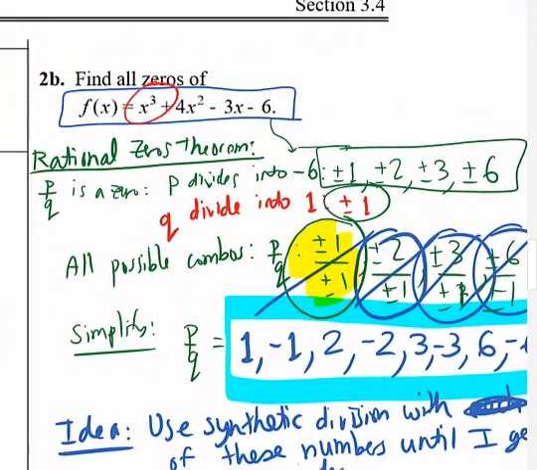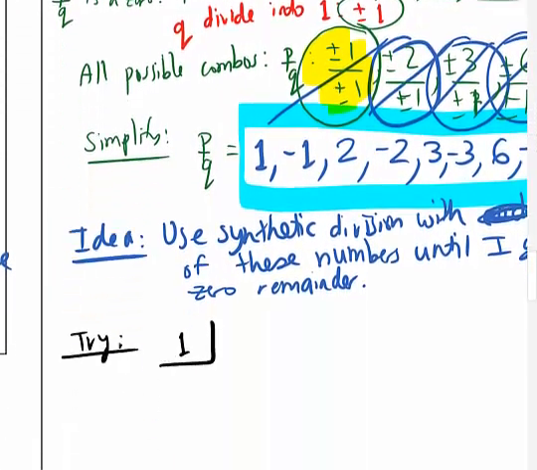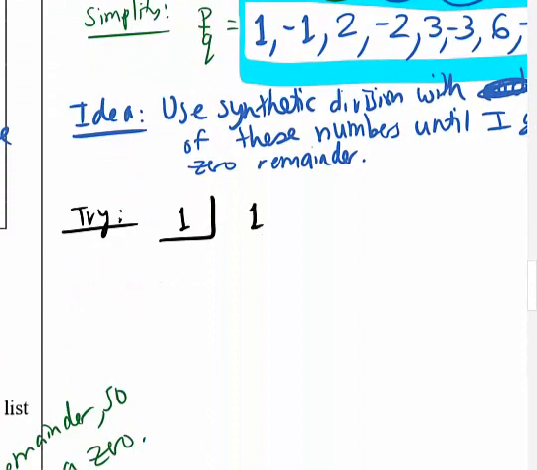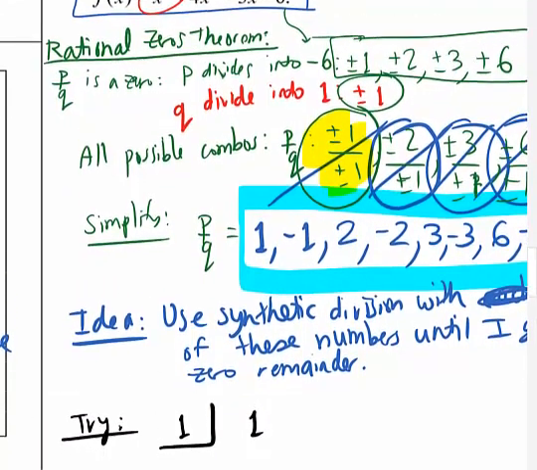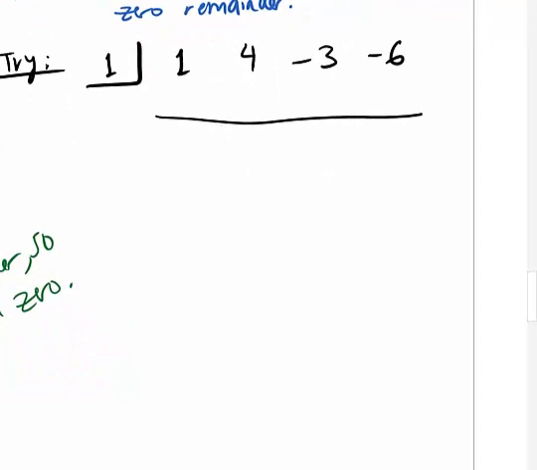And of course you're dividing it into the polynomial given. So it's x cubed plus 4x squared minus 3x minus 6. So I got 1. Oh my god, I just said it and I already forgot. The coefficients are 1, 4, negative 3, negative 6. Okay, so we'll go for the synthetic division.